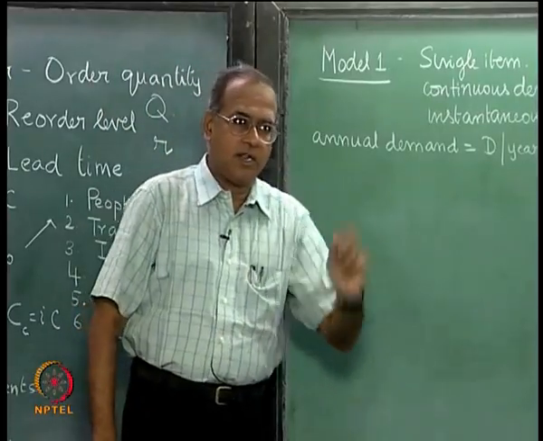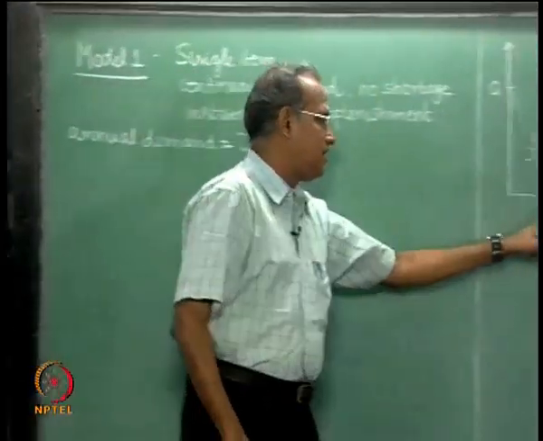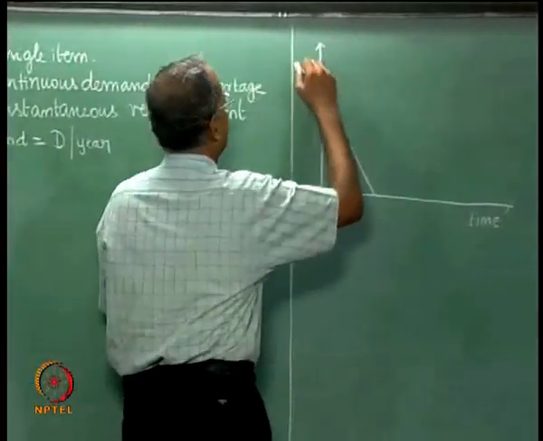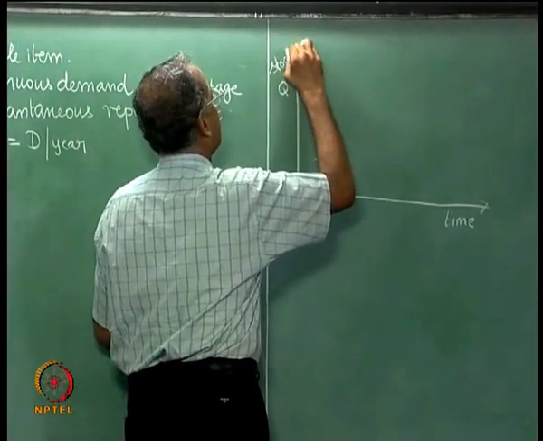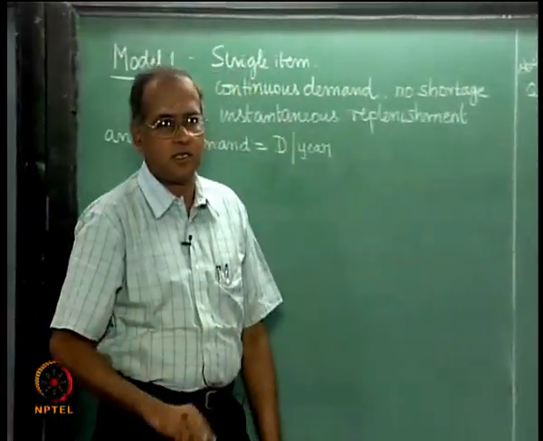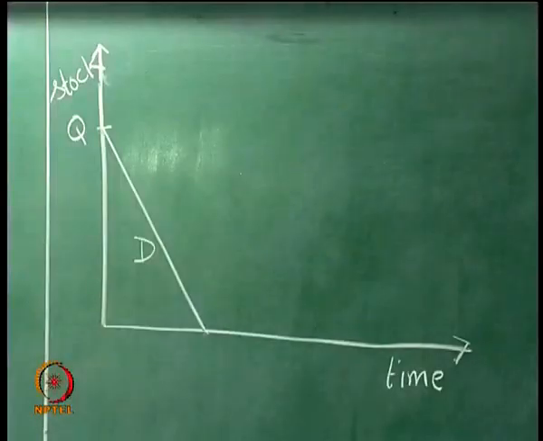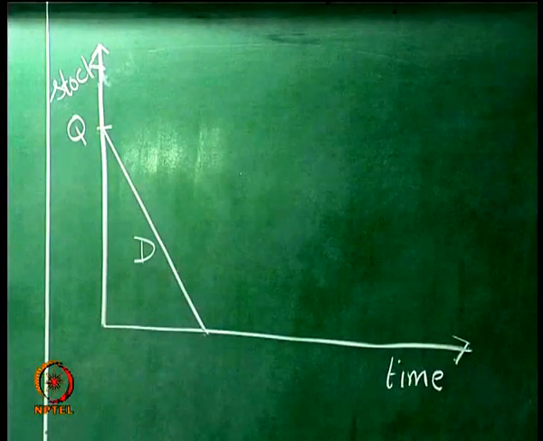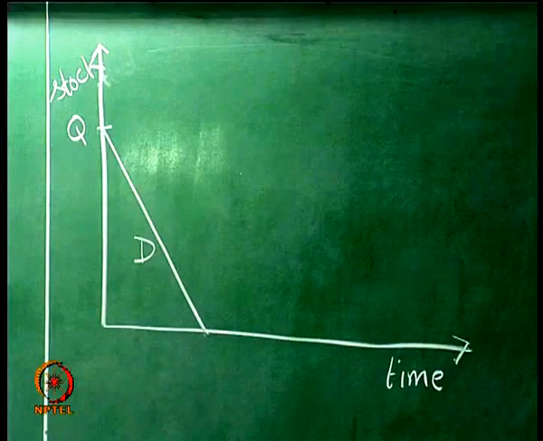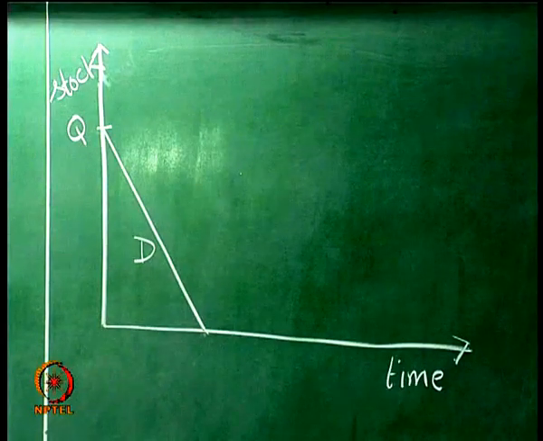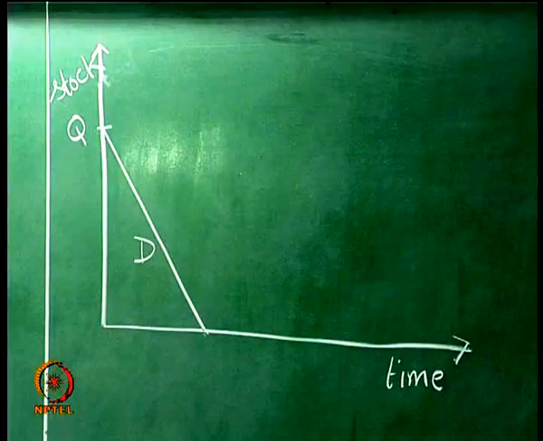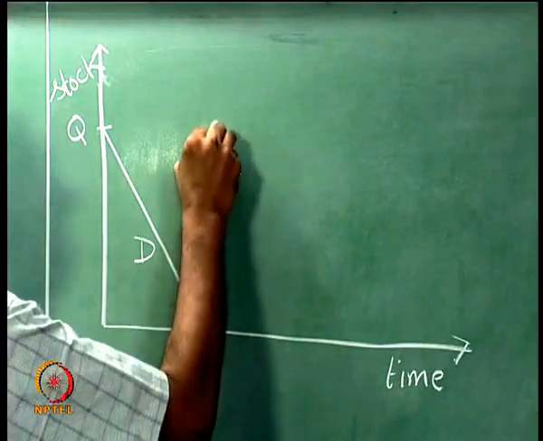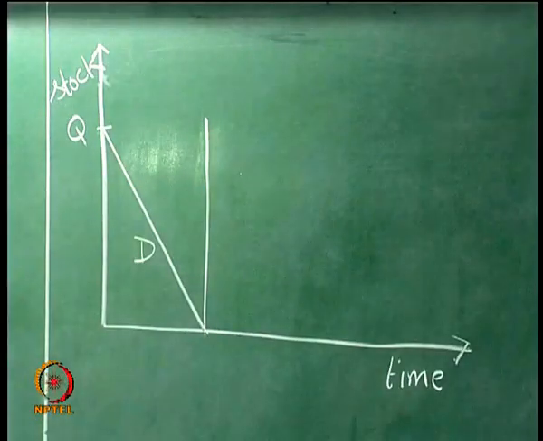Since we do not want to model shortage, as soon as the inventory position reaches 0, I will call this stock or inventory position on the y axis, time on the x axis. So as soon as the inventory position reaches 0, I place an order. I place an order for another Q and there is an instantaneous replenishment of that. So as soon as I place an order here, my stock position goes up to this Q.